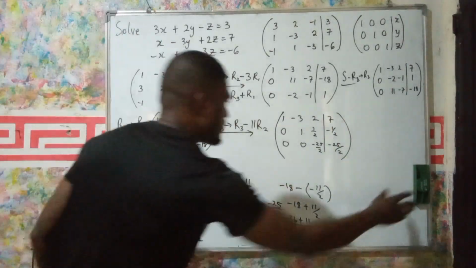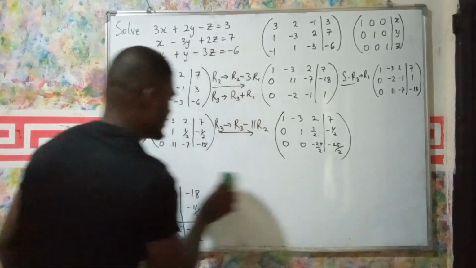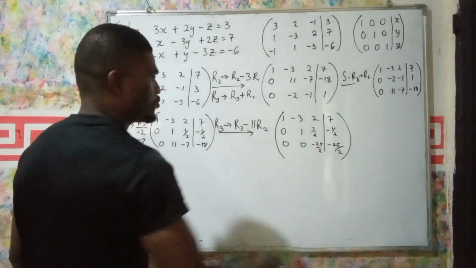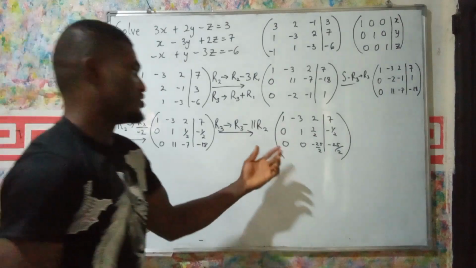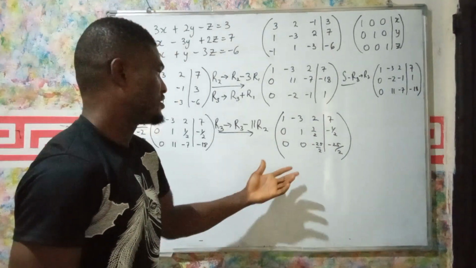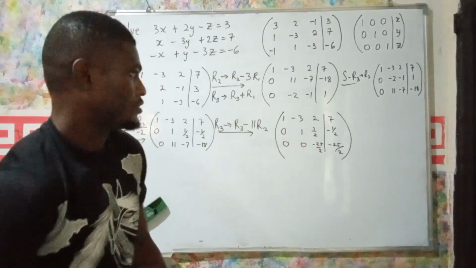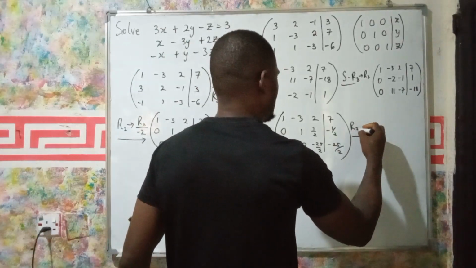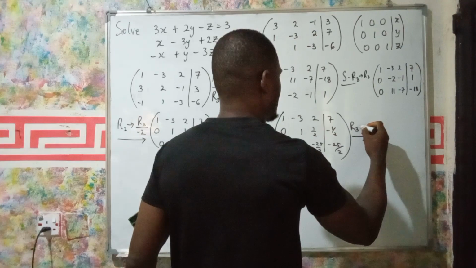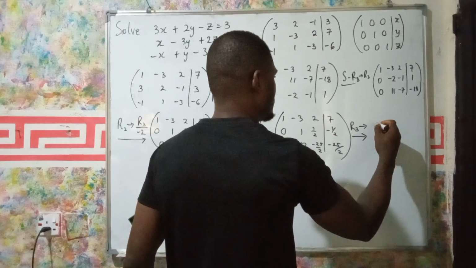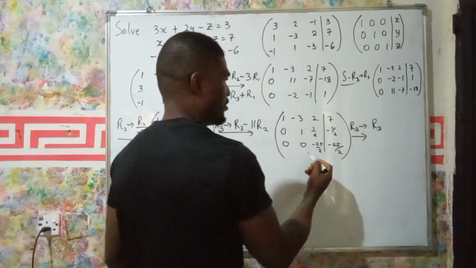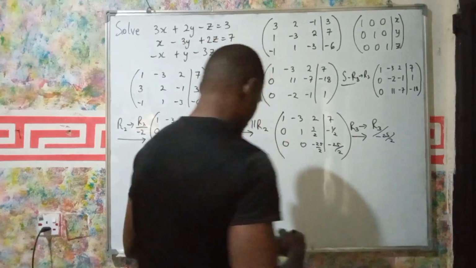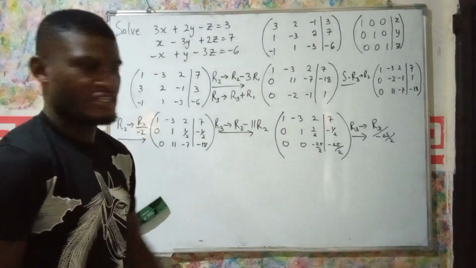So now it is easy to make this 1, because all we need to do is divide through by negative 25 over 2. Alright, so let's do that. So we can then say that new row 3 is now equal to row 3, or the former one, divided by negative 25 over 2. Remember, if you divide anything by itself, it gives you 1.